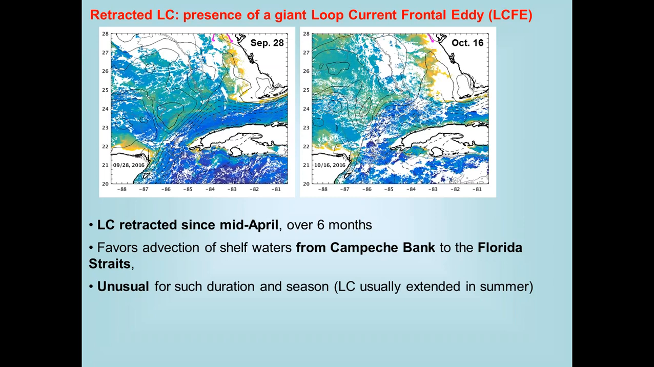We see even here patterns of higher chlorophyll content that keep being advected away from Campeche bank down to the straits. So this is a very unusual configuration for the straits, unusual by its duration and also by the season, because usually the loop current is extended in summer, but this year not, and there's been material shooting to the straits for that long.